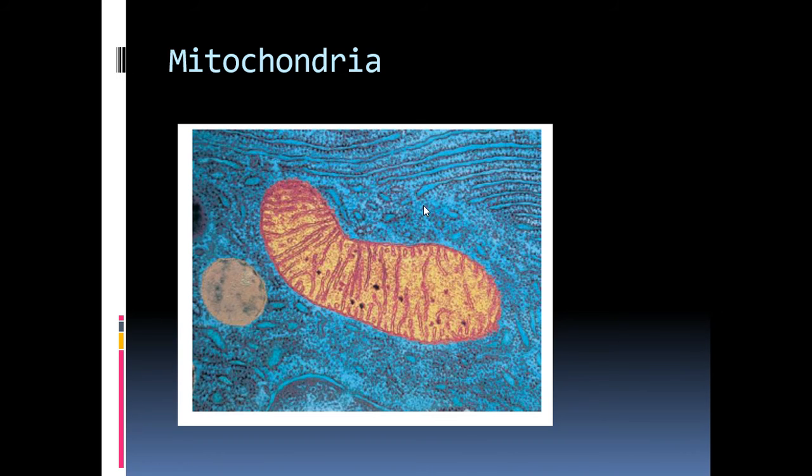Some of the reactions occur in the matrix, and some of the reactions occur on the cristae, and that is why the inner membrane is folded. That is why you have the folded inner membrane known as the cristae, because it gives a bigger surface area for the 4 reactions that I've mentioned just now.